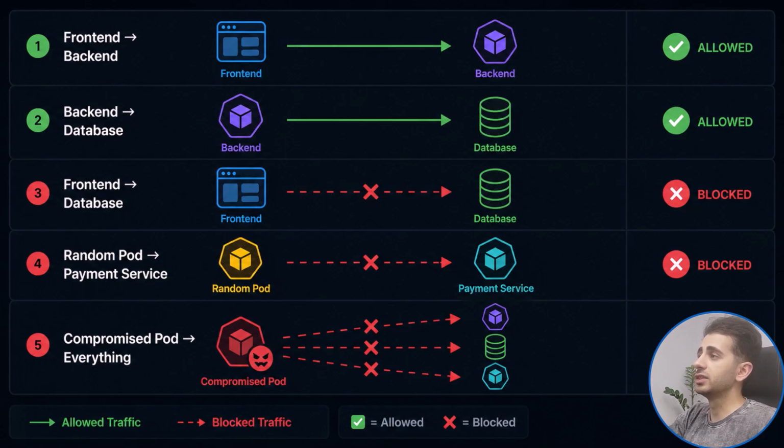And this is exactly why network policies exist. They allow us to define who can talk to whom, on which port, in which direction, and with Cilium, even at the application layer. And that's it for this section.